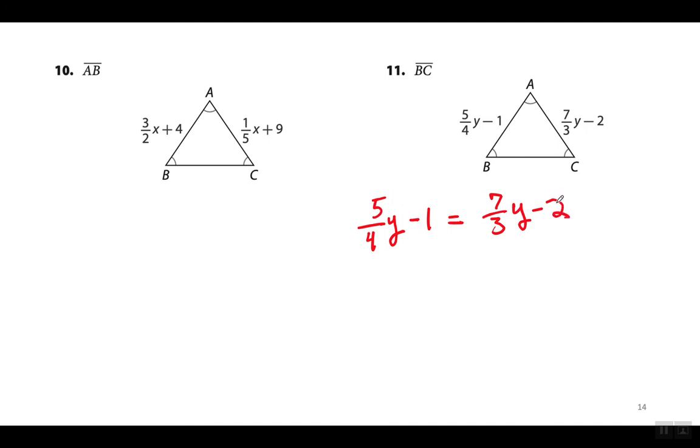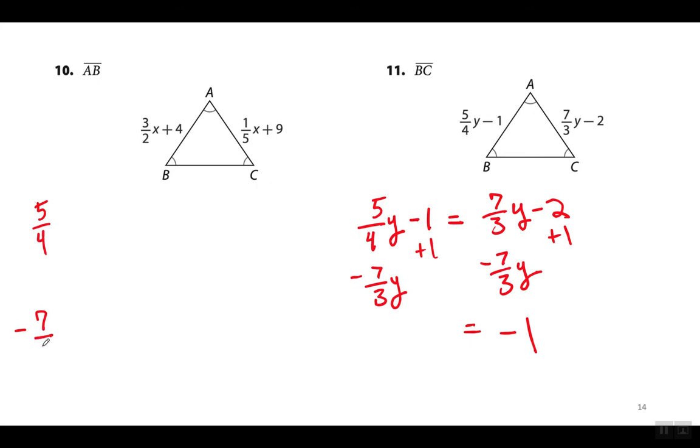Alright, so let me move 7 over 3y to the left. And I'll move the minus 1 to the right by adding 1 to both sides. So when I do that, I'm going to get, alright, negative 2 plus 1 is negative 1. Okay, now over here I got to go through the same process. To subtract 5 over 4 minus 7 over 3, they got to have the same denominator. The least common multiple of 4 and 3 is 12.